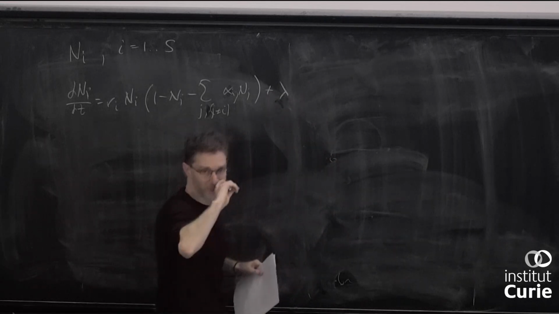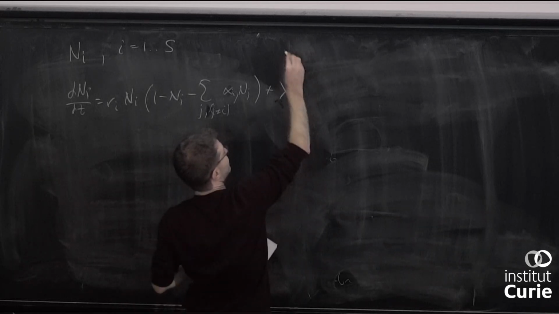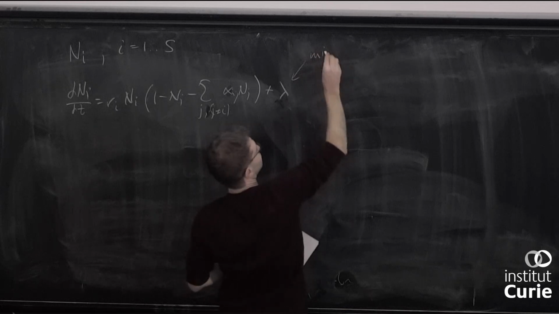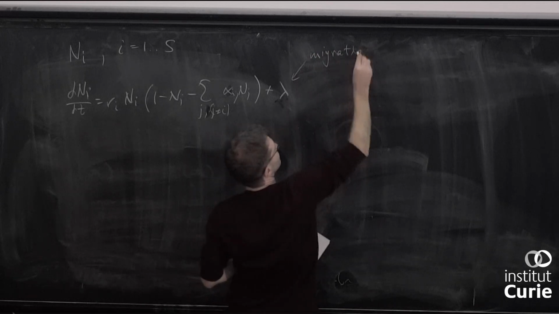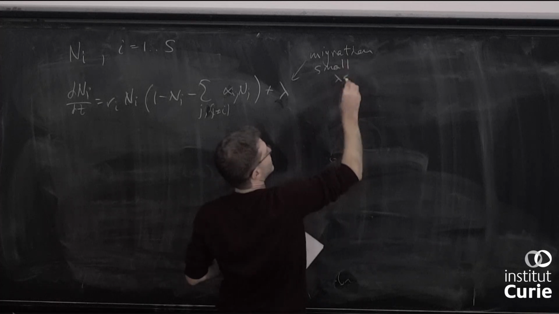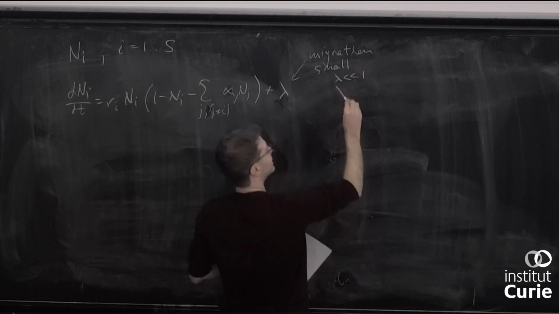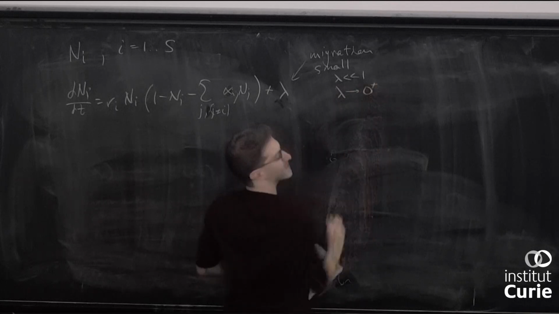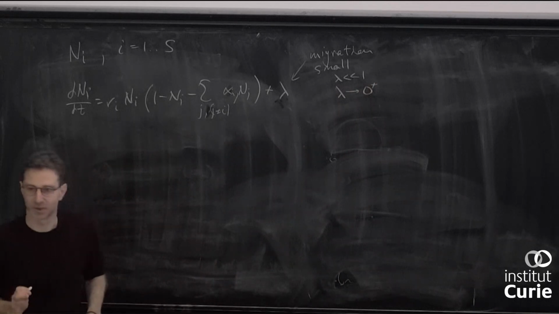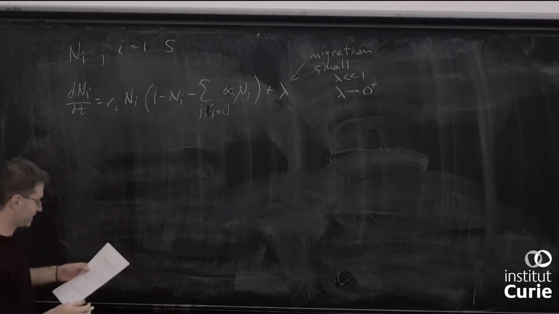The important thing for me, and what I'll show you now, is that I'm interested in the case where these lambdas, this migration, is small. So lambda much smaller than 1, or if you like to be more formal and mathematical, lambda going to 0 plus. Small but finite number. It's much smaller than all the other numbers that are here in this thing.